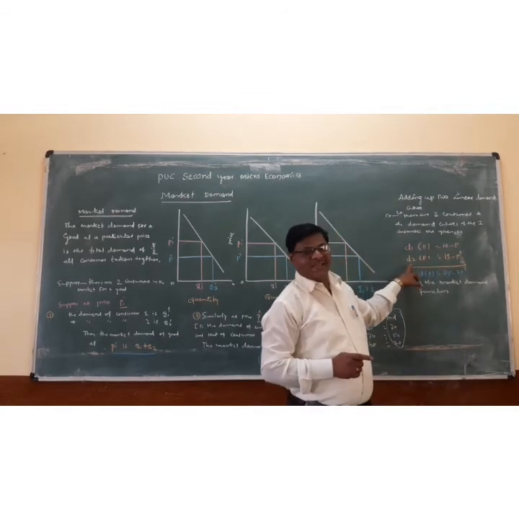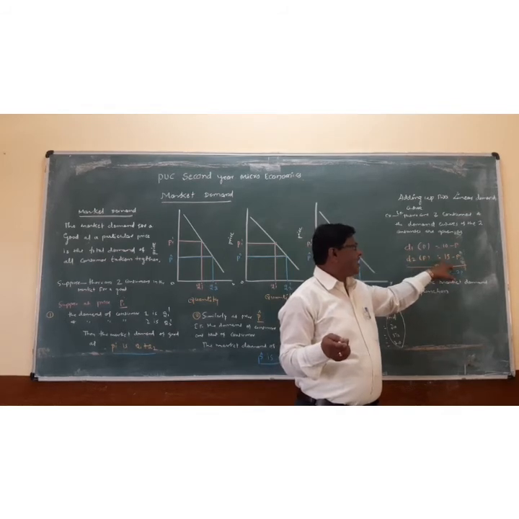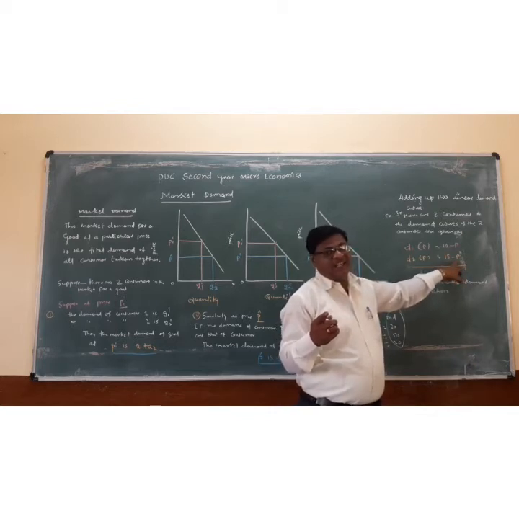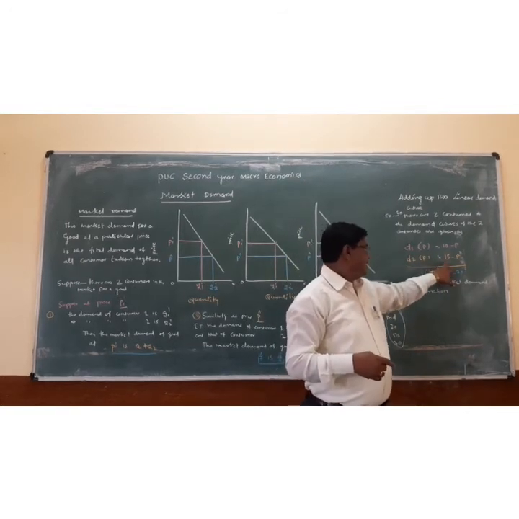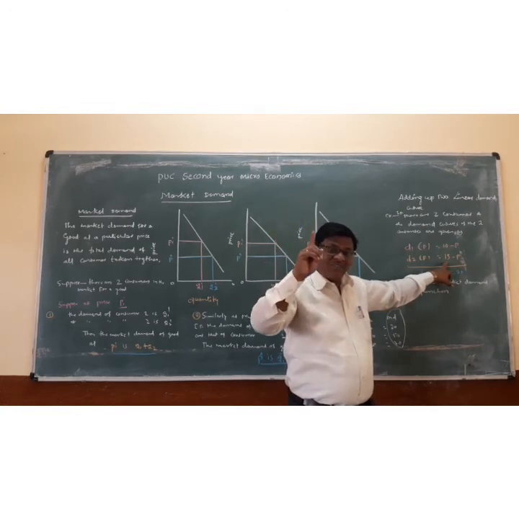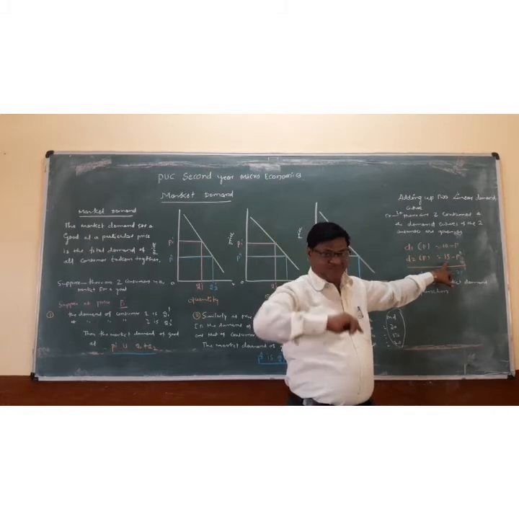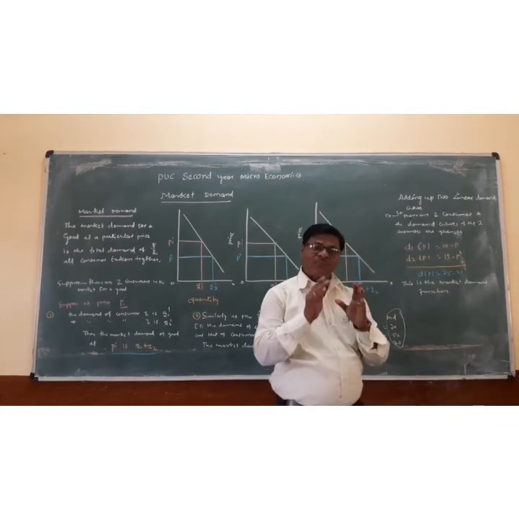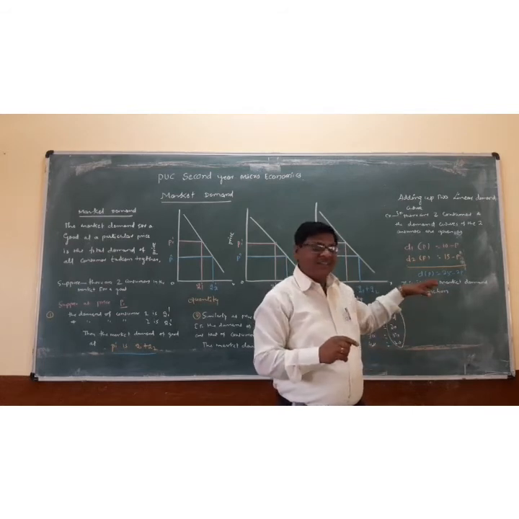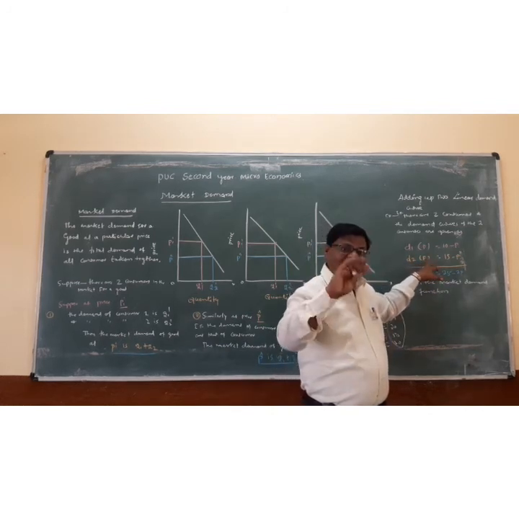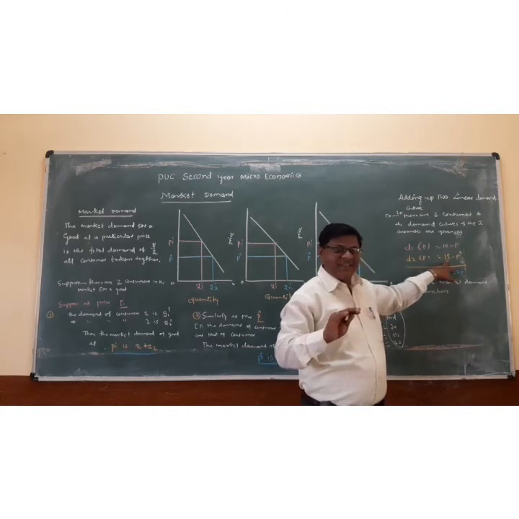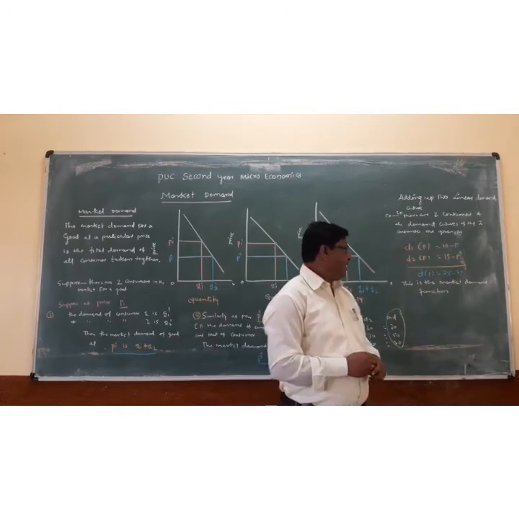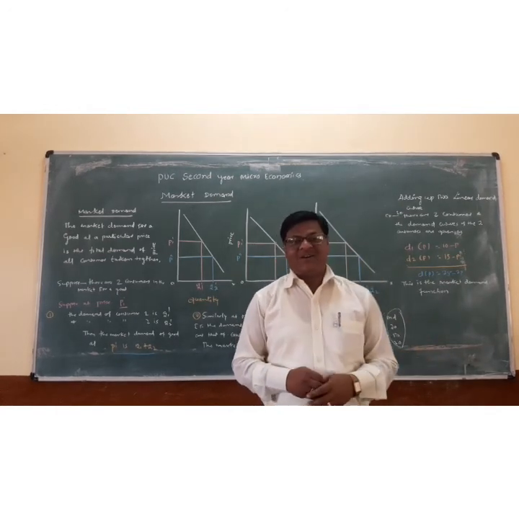And for consumer 2, if the price is less than or equal to 15, the demand for consumer 2 is 15P. If the price is greater than 15, the demand for consumer 2 is 0. And the market demand curve is D(P) equal to 25P. This is the market demand curve.